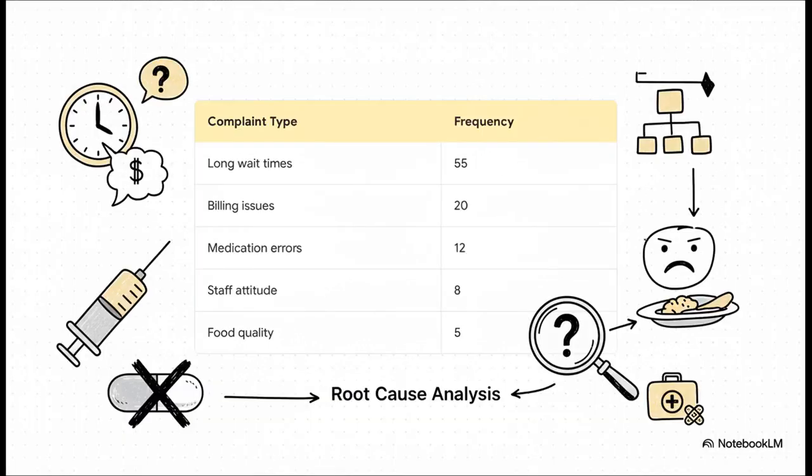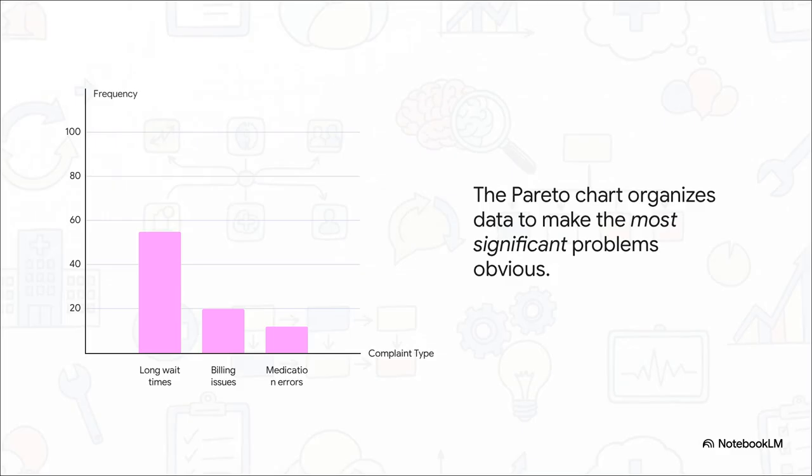So let's pretend we gathered up all the patient complaints from the last month. We've got a list, right? Some complaints about long waits, some about billing, some about medication. It's just a bunch of numbers at this point. But watch this. The moment we put that same data into a Pareto chart, everything changes. All of a sudden, the picture is perfectly clear.